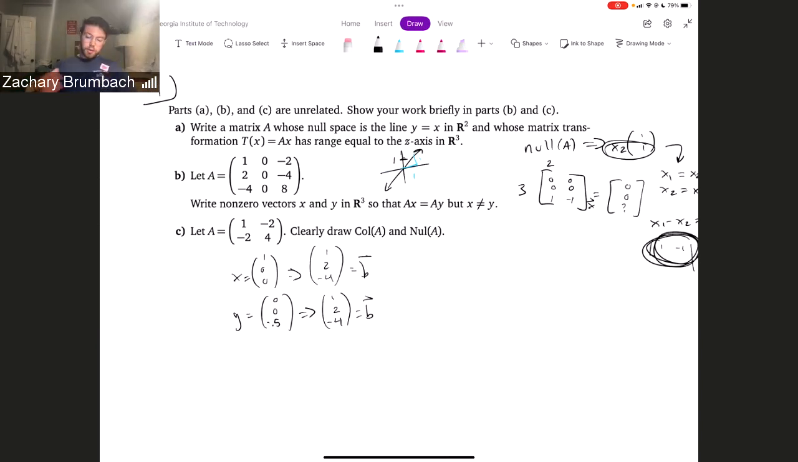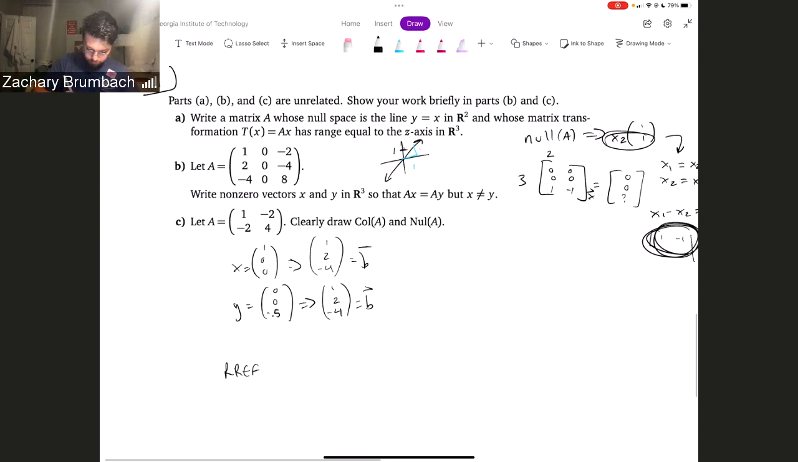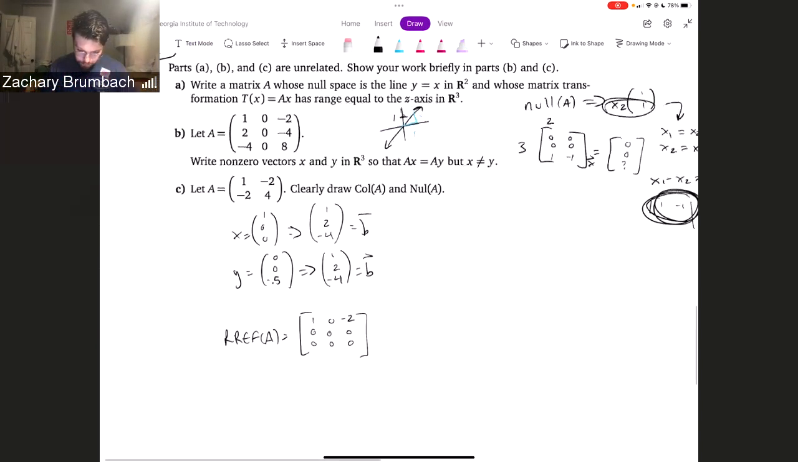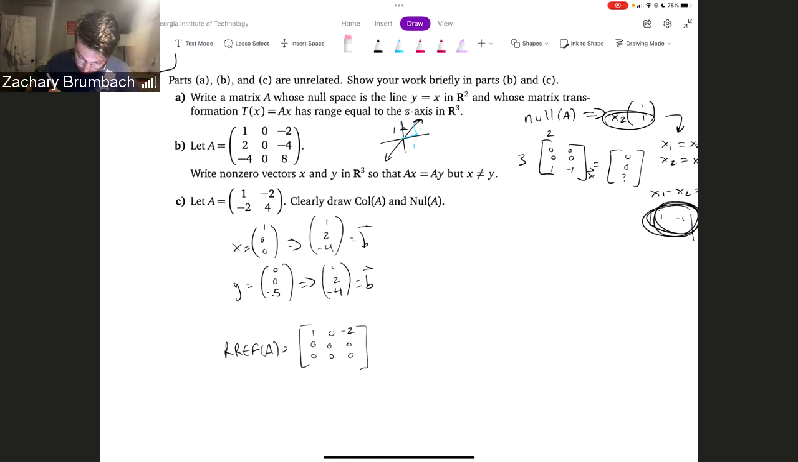Another way you can do that is find the null space. So you row reduce this to get REF of A equals 1, 0, negative 2, 0, 0, 0, 0, 0, 0. Okay. So this gives us the vector x1, x2, x3 equals free variable x3 times 2, 0, 1, plus x2 times 0, 1, 0.